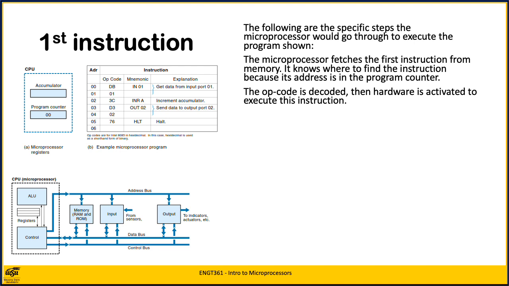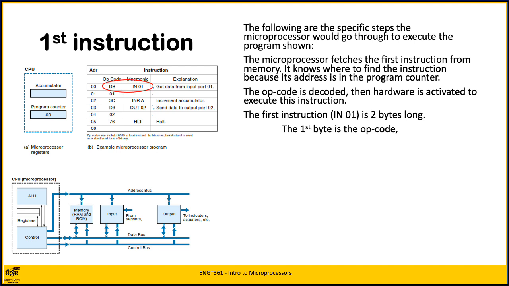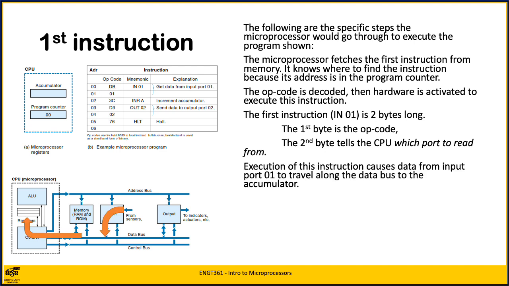Once in the CPU, the opcode is decoded to see which instruction it is. Then the proper hardware is activated to execute this instruction. In the example program, the first instruction, IN 01, is 2 bytes long. The first byte of the instruction is the opcode telling the CPU to input data from a port. The second byte tells the CPU which port to read from.